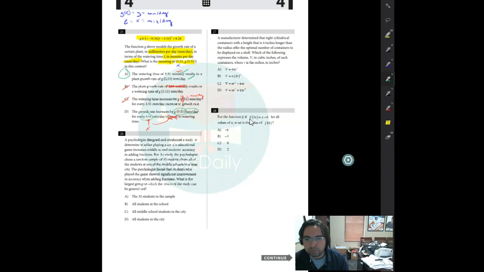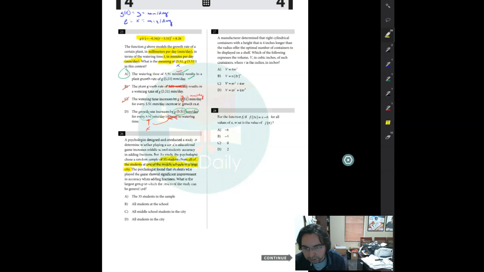Okay, let's look at the next one. It says a psychologist designed and conducted a study to determine whether playing a certain educational game increases middle school students' accuracy for fractions. For the study, the psychologist chose a random sample of 35 students from all of the students at one middle school in a large city. So they all came from one middle school in a large city. The scientists found that students who played the game showed significant improvement in accuracy when adding fractions.